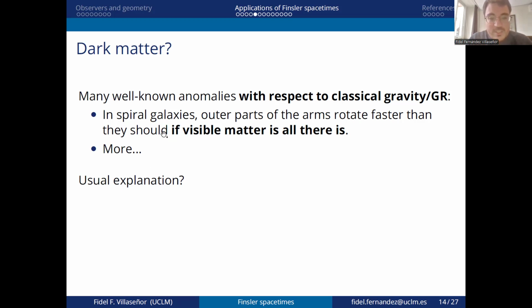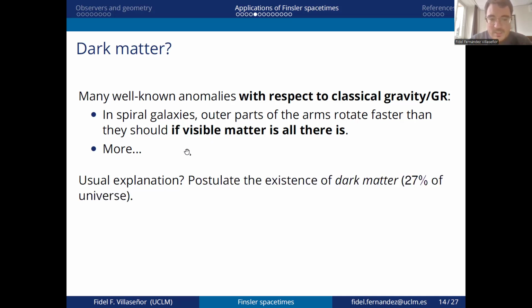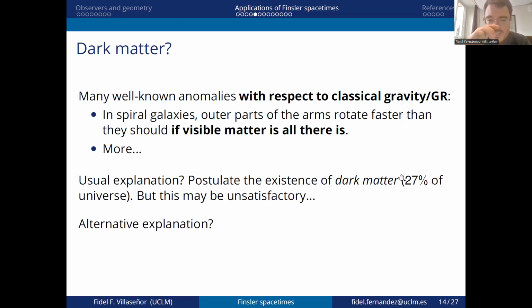And then what's the usual explanation for this? The usual explanation is, okay, then the matter that we see cannot be all of the matter. And that's why people postulate the existence of dark matter. But in the end, one finds that this unobserved dark matter makes up 27% of the universe. And because of things like this, the explanation may be just a bit unsatisfactory, at least to the taste of some people. Is there any alternative explanation rather than postulating the existence of more matter that we do not see?